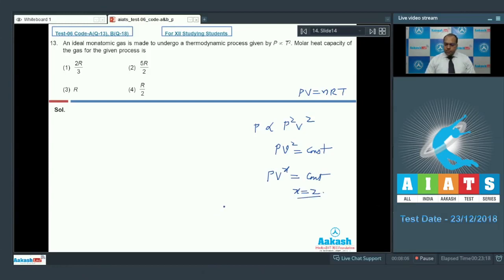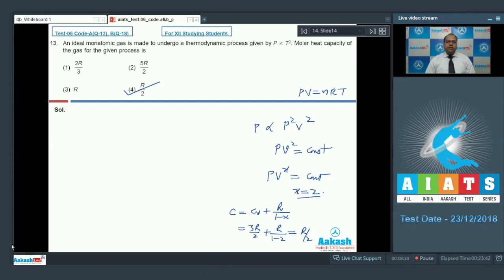And in the polytropic process, the molar heat capacity is given by C is equal to Cv plus R divided by 1 minus x. Since the gas is monoatomic, the value of Cv is 3R by 2, plus R divided by 1 minus 2. So on solving it comes out to be R by 2. So option 4 is the correct answer. So the correct answer for question number 13 is option 4.